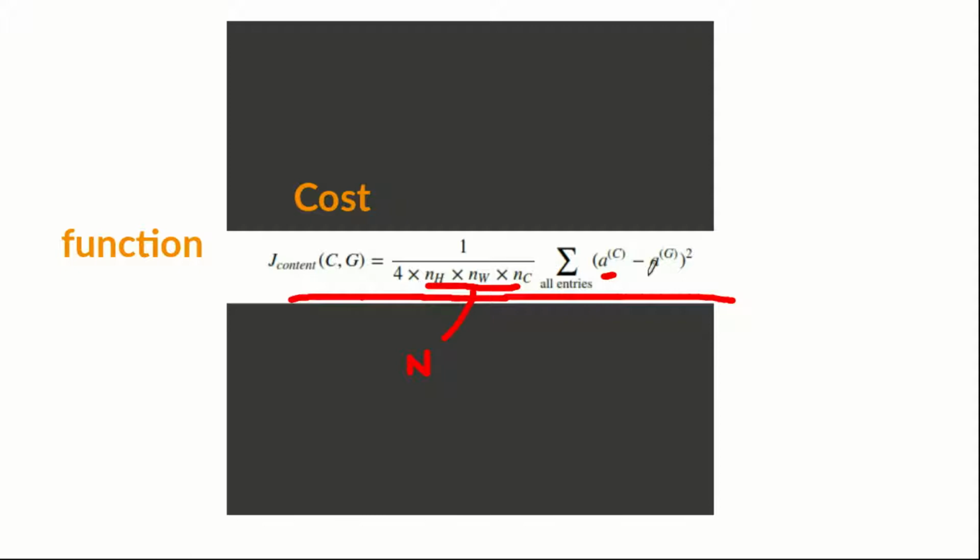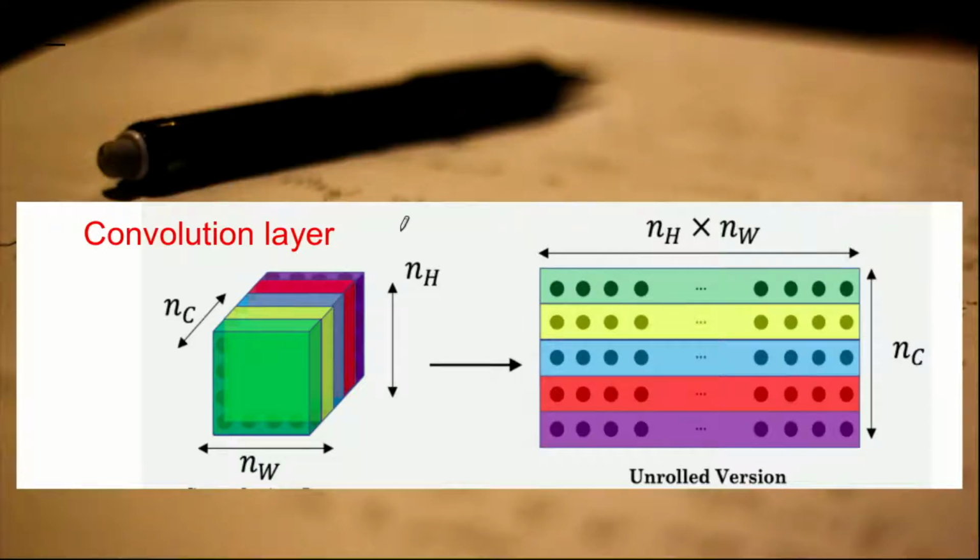In order to compute the cost, it might be convenient for us to unroll these volumes into a 2D matrix. So these are 3D volumes and we are going to unroll them into a 2D matrix as shown in this picture. We have a convolution layer. Each color represents the activation of a filter, and on the right side is an unrolled version of this image. Each row represents the activations of a filter.